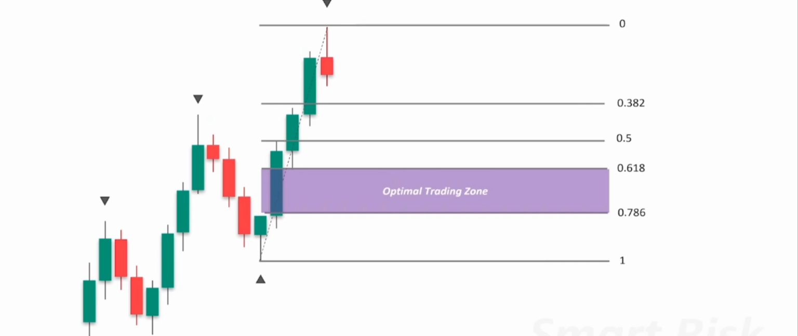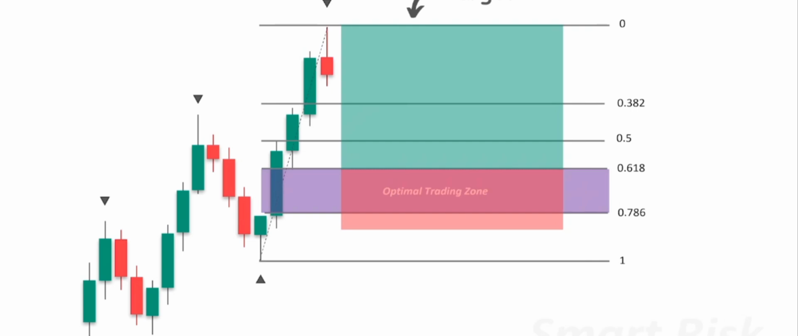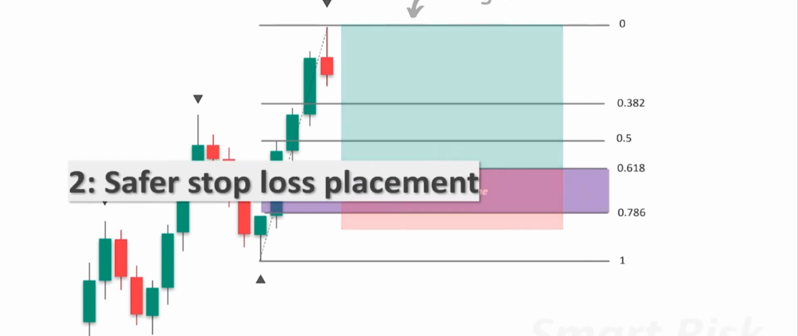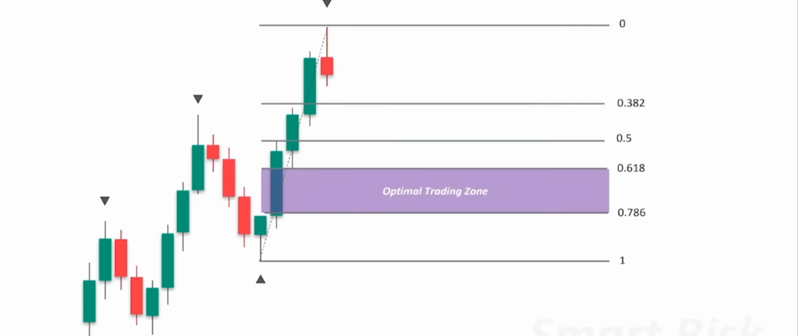We know that wherever we enter the trade, our first target would be the previous high, because this is where liquidity usually rests and where the price is likely to reach. So this zone provides a higher risk-to-reward ratio. The second reason is safer stop-loss placement. We know that the safest place to set a stop-loss is below the swing low, so entering closer to this level allows for a smaller and safer stop-loss.